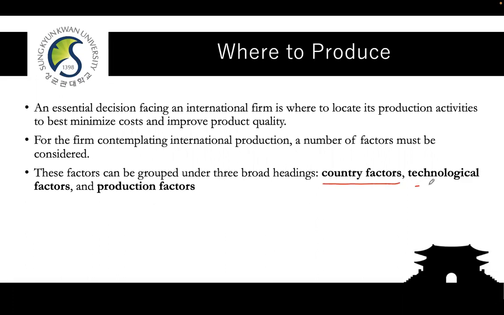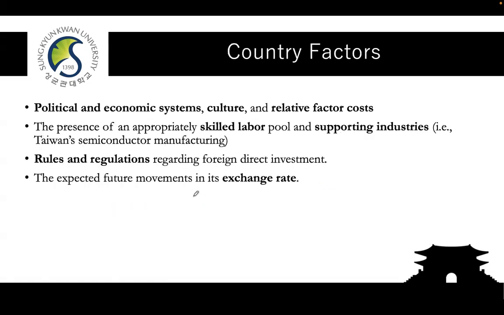So country factors, technological factors, and production factors. Let's look at the country factor. I think we talked a lot about the political, economic, and cultural differences. And of course, those differences will be reflected in different cost structures, product quality, but also efficiency and human capital as well.